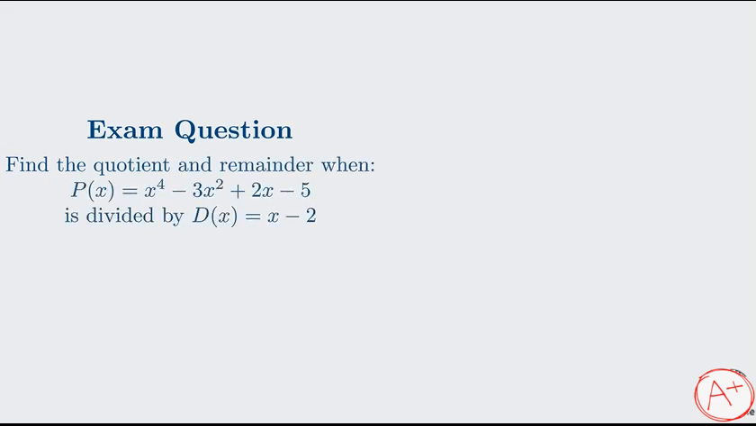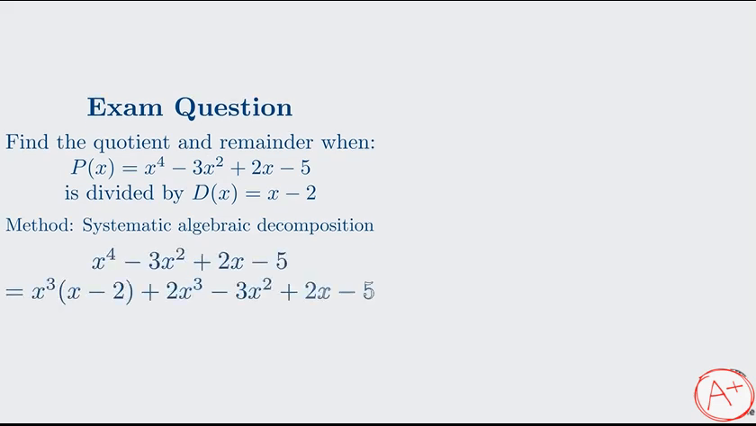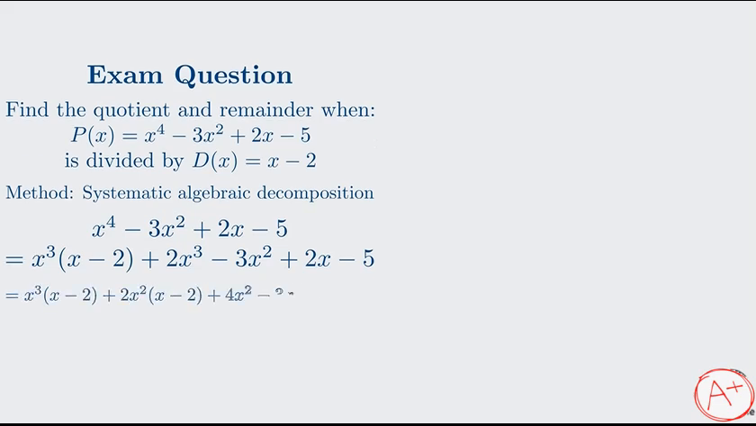Let's work through a typical Cambridge-style question. Find the quotient and remainder when, instead of standard long division, let's use a systematic algebraic approach to see how the quotient is built. First, we pull out x cubed times our divisor. This gives us the x to the power of 4 term, but introduces a negative 2x cubed, so we must add 2x cubed to keep the expression balanced. Next, we deal with that 2x cubed by pulling out 2x squared times the divisor. This adds a negative 4x squared, so we balance it with a positive 4x squared.